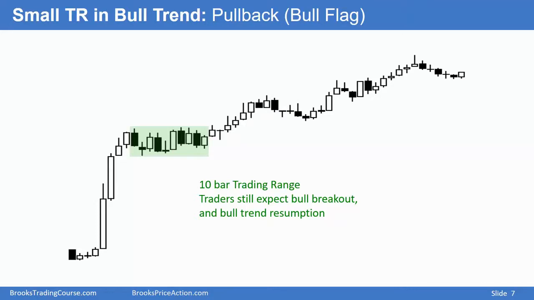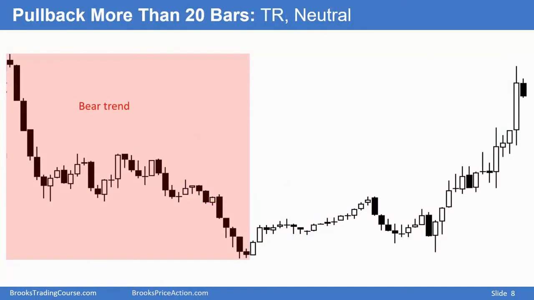You can call it a trading range. It is a trading range. Every pullback is a trading range. But as long as I believe the trend is going to resume, I usually use the term pullback. Strong bear trend, pullback, probably going to resume down. Even though this pullback has about 15 or 20 bars, the bulls have not done enough to create a major reversal, and therefore the odds still slightly favor the bear breakout.